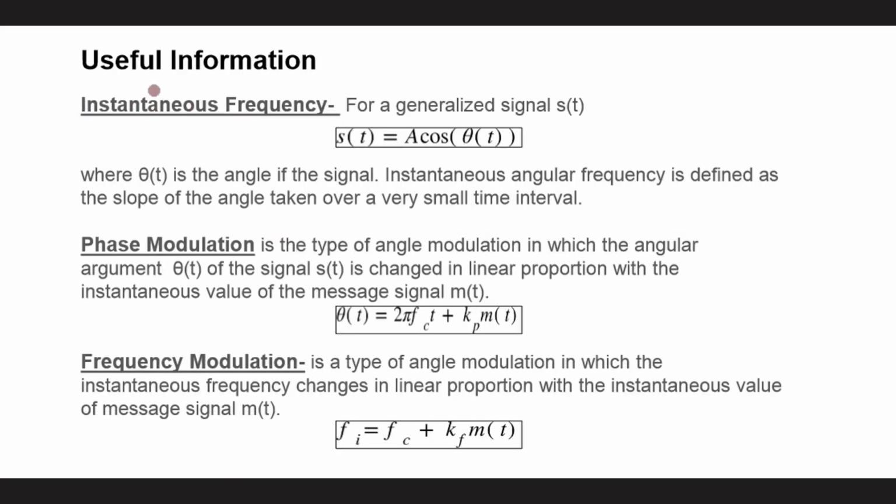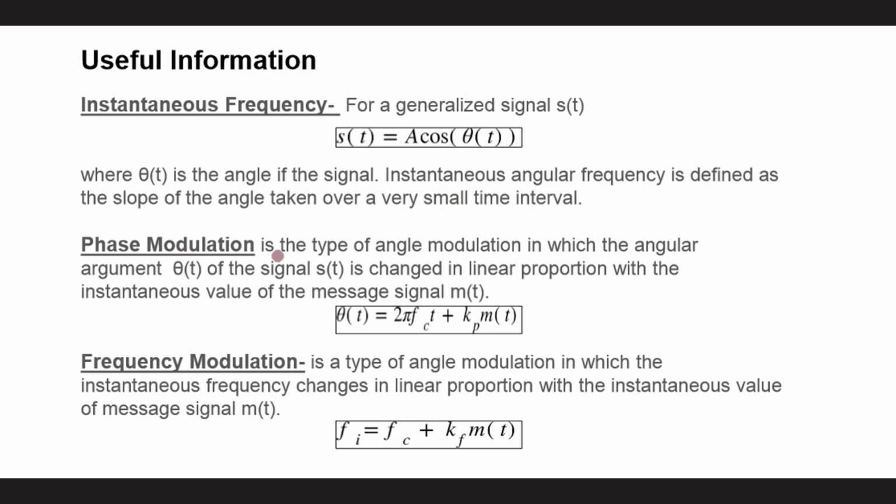Some useful information required to solve this question is the definition of instantaneous frequency. For a generalized signal s(t) equals A cosine θ(t), where θ(t) is the angle of the signal, instantaneous angular frequency is defined as the slope of the angle taken over a very small interval of time. Dividing instantaneous angular frequency by 2π, we get the instantaneous frequency of the signal.